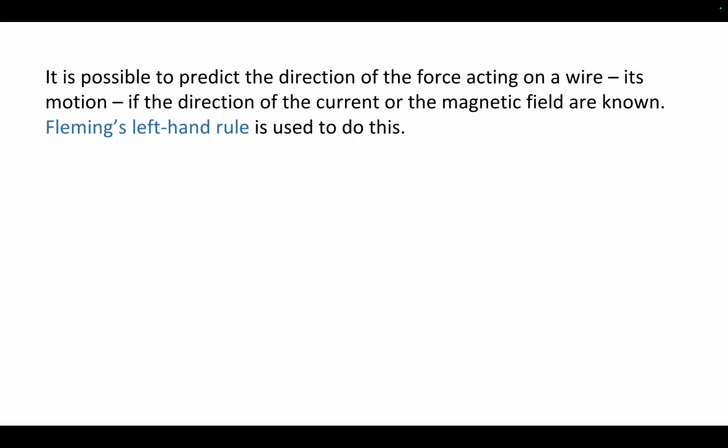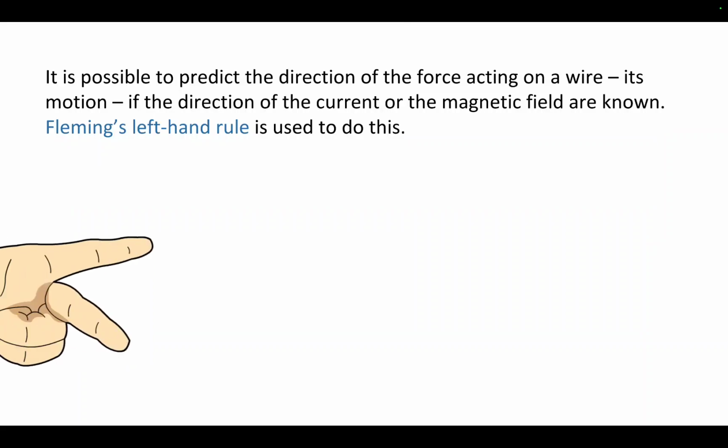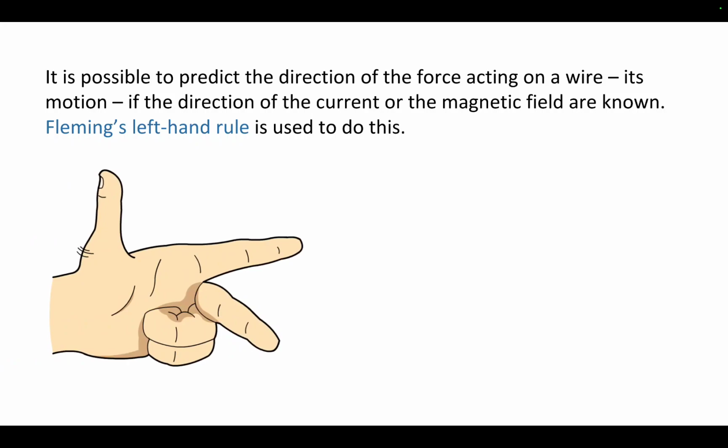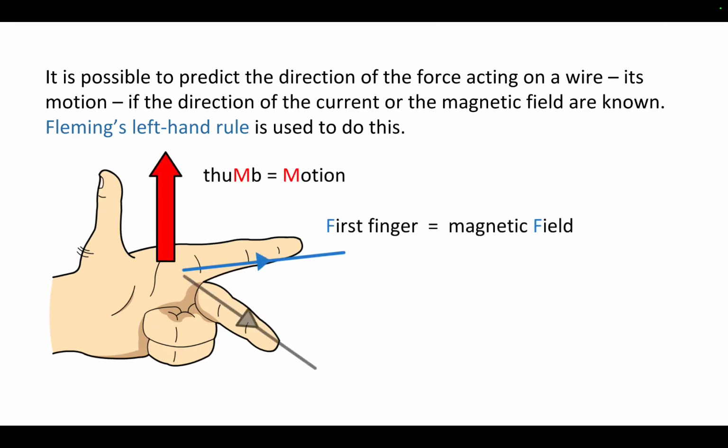Right, so as I said earlier, it is possible to predict the direction of the force acting on the wire, the motion of it. So if the direction of the current or the magnetic field are known, then we can use Fleming's left-hand rule. So here's Fleming's left-hand rule. You need to get your left hand in this orientation. And then each digit, so your first finger, second finger, and thumb all stand for different things. So the thumb is the motion. So thumb motion. Try and remember it like that if you want.